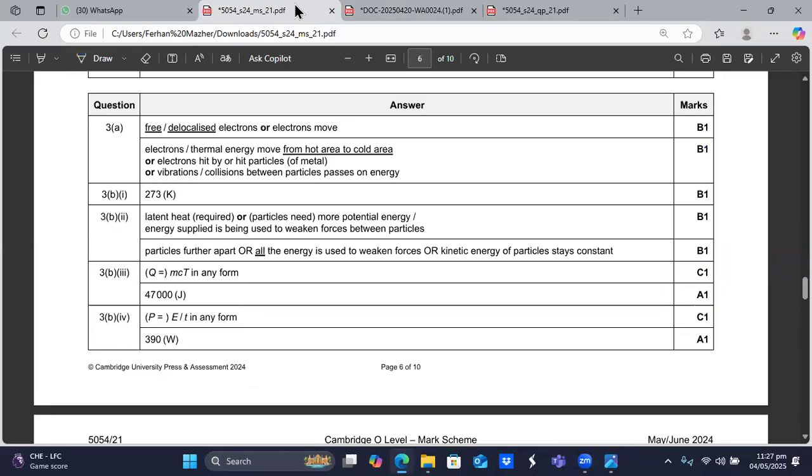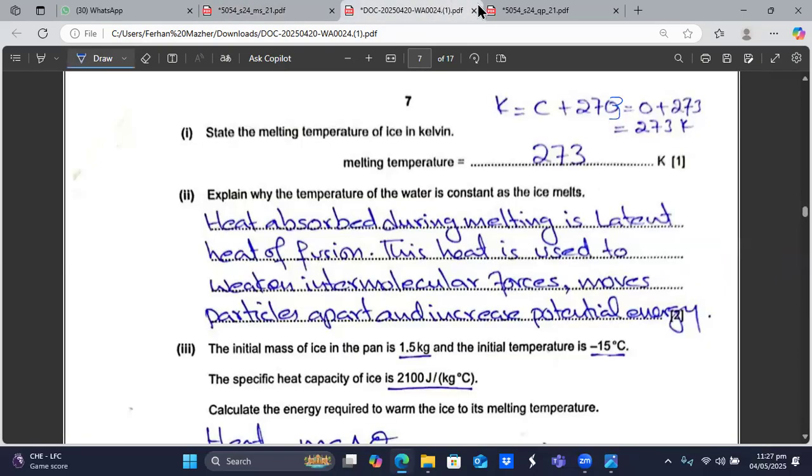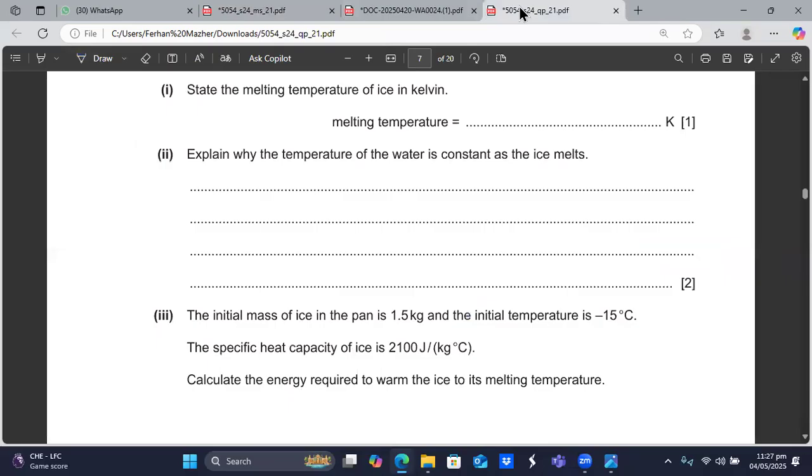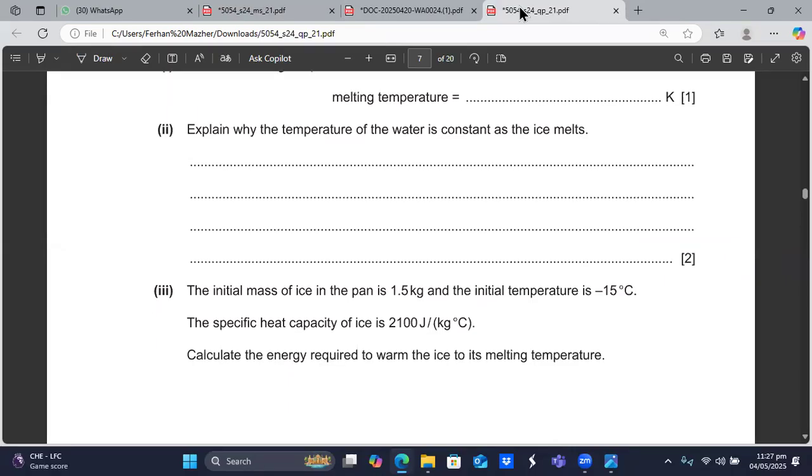Question number 3, latent heat. Okay, so here the marking scheme is showing up for you. You can read the answer of question 3B, second part. I hope you understand this. Okay, so we are going to question number 3, third part.